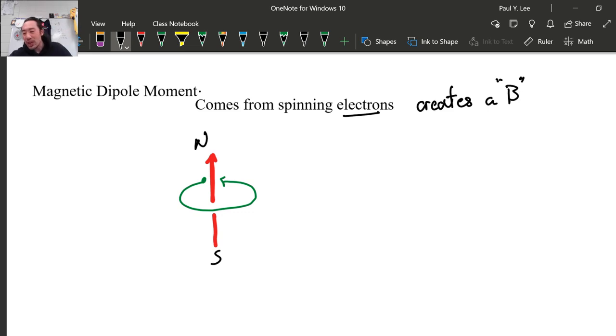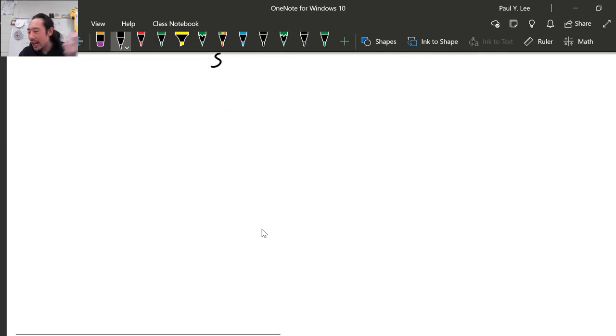So even if you keep on chopping this magnet up all the way down to the electron, even the electron itself will have a north side and a south side. All right, so how can we describe this in terms of a formula?